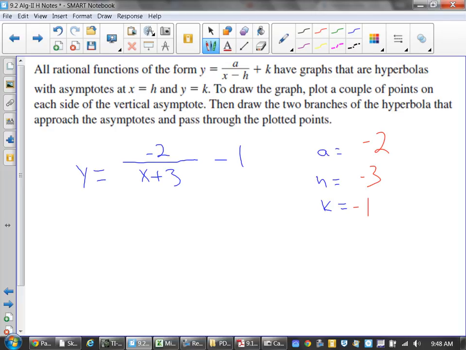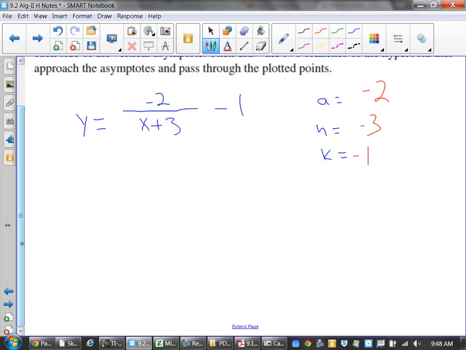So when I go to look at what this graph is going to be, all I would do is make a grid. I know I have a vertical asymptote at -3, and I have a horizontal asymptote at -1.